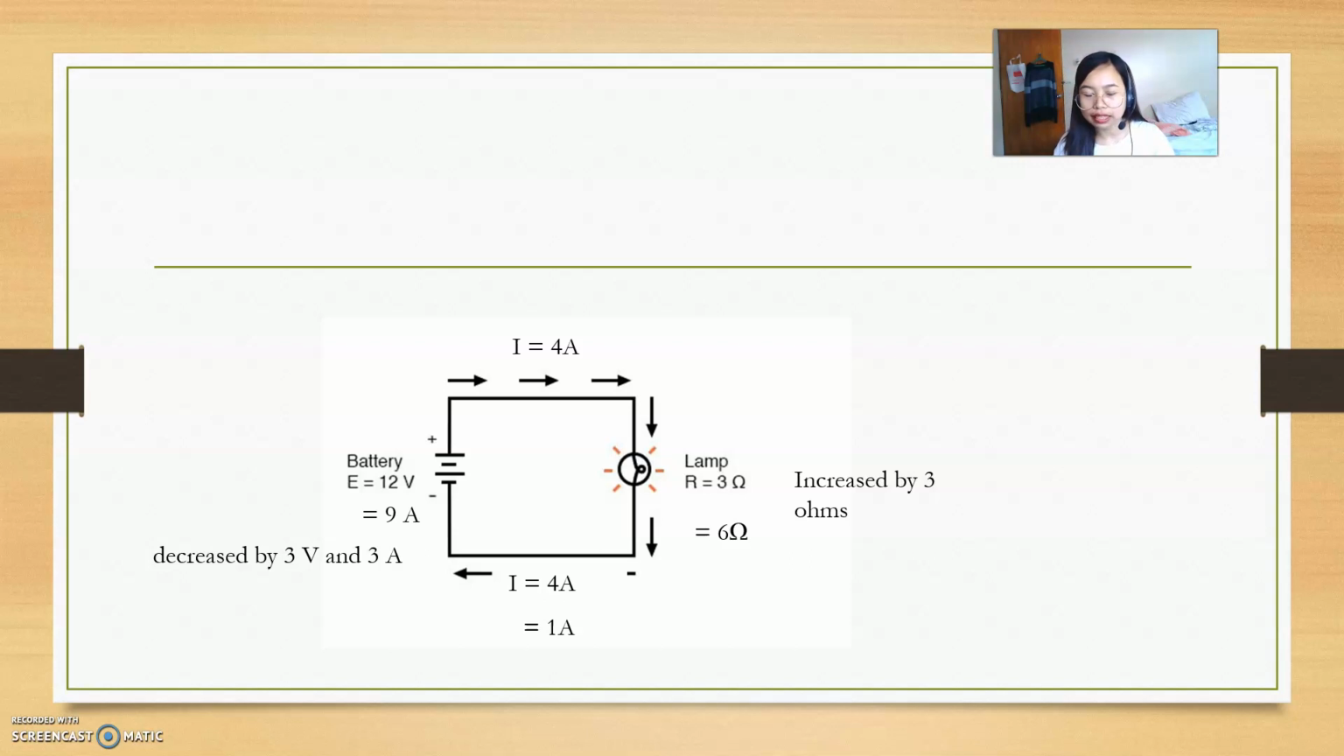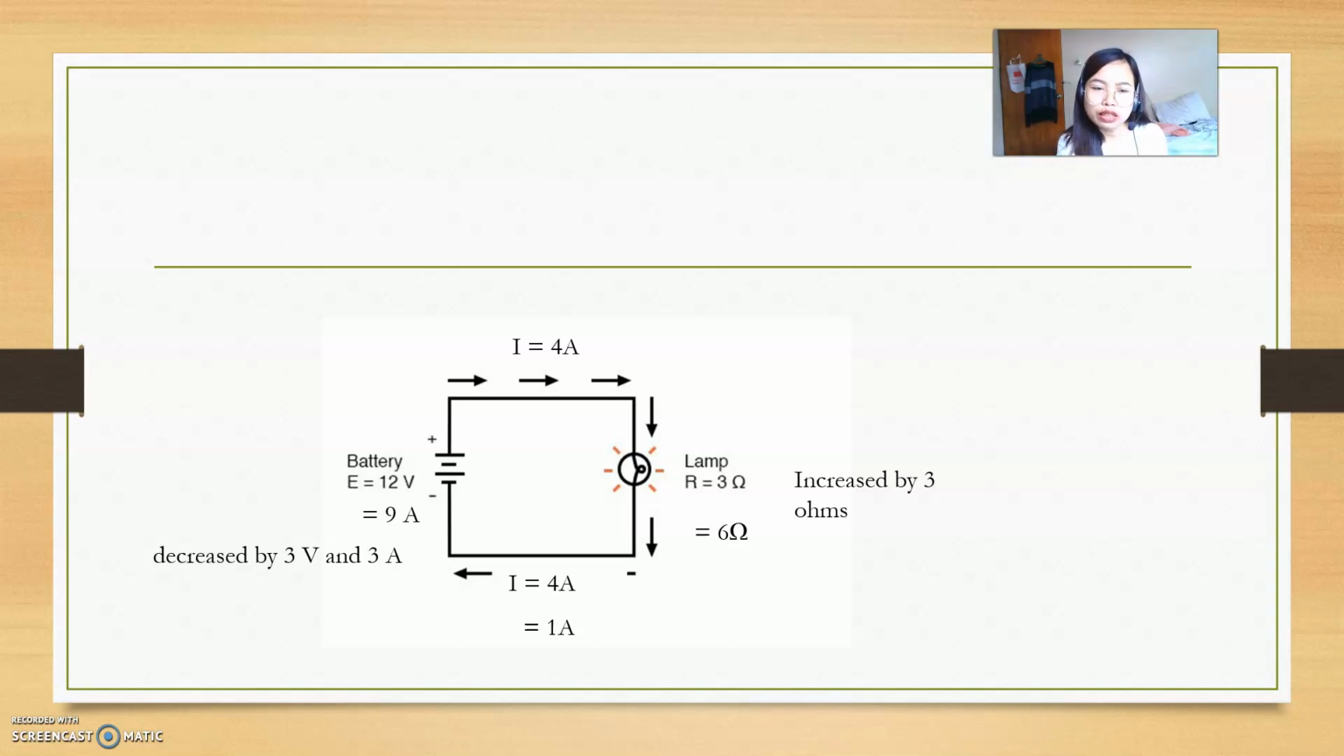Ohm's law states that the voltage is directly proportional to the current. It means here that if the voltage is increased, the current will also increase. For example, as you can see in the picture, the voltage there is 12 volts, and the current is 4 amperes.